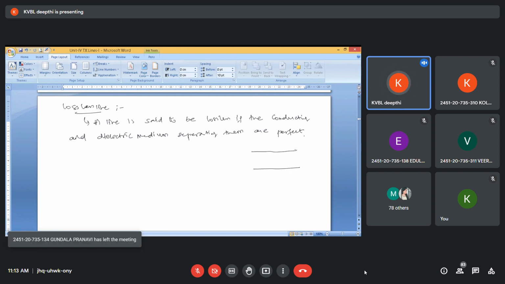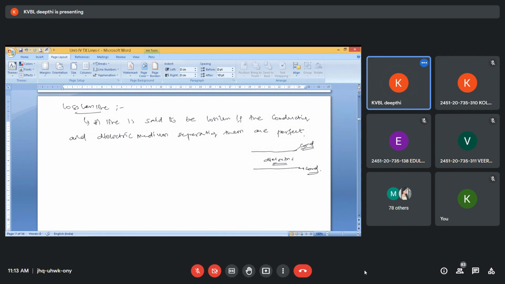I have said these are conductors. So these are conductors, and there will be something called a dielectric medium in between. The conductors should be perfect, and this should also be a perfect dielectric. Only then can we say that the line is a low loss line or lossless line. To be very simple, we will be getting it as a lossless line.